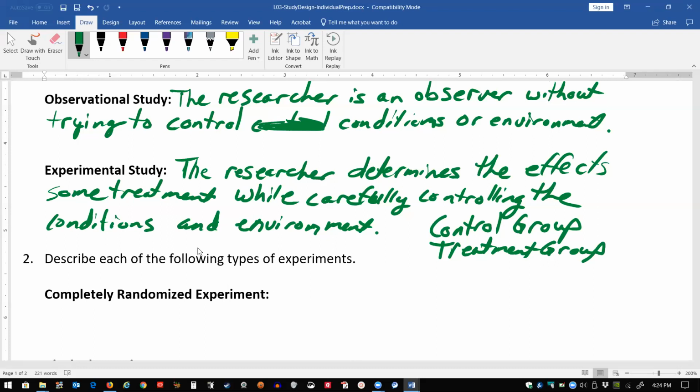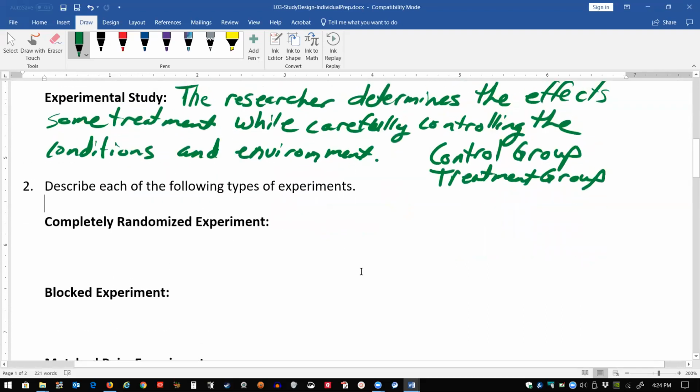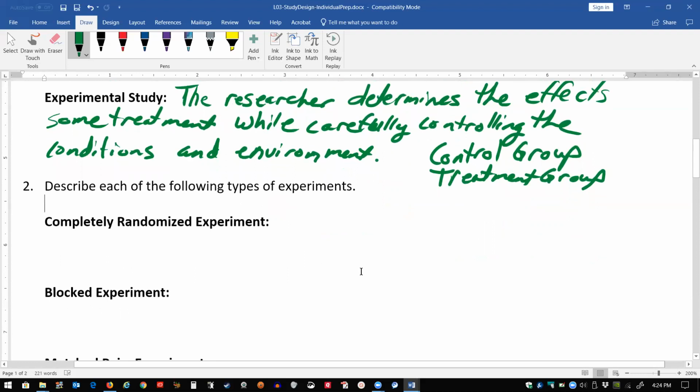Okay, now we're going to talk about several types of just the experiment version of this. You can have a completely randomized experiment. So for a completely randomized experiment, I'm probably not going to write these definitions up in words, but I'm going to draw you some pictures, okay? So a completely randomized experiment has the entire sample in one group.